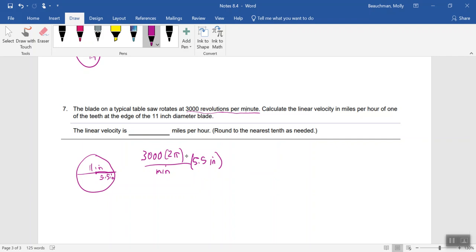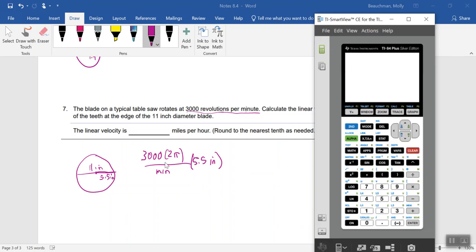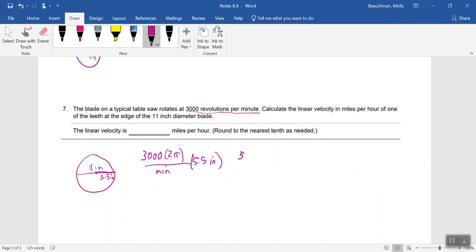All right, so how do we convert inches per minute to miles per hour? Let me leave it like this. I'm going to put it as 3,000 times 2 pi, 3,000 times 2 times 5.5. I just want to make it a little bit smaller numbers here. So in the numerator, I've got 33,000 pi inches per minute.